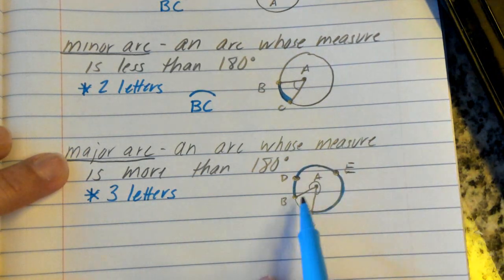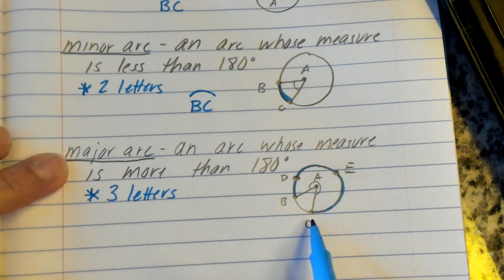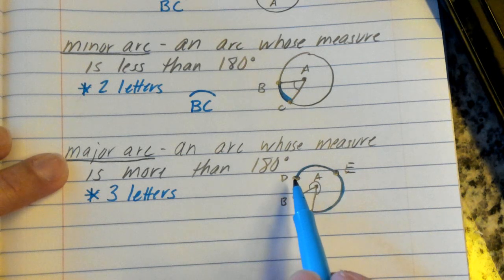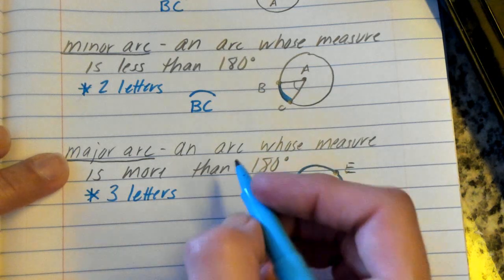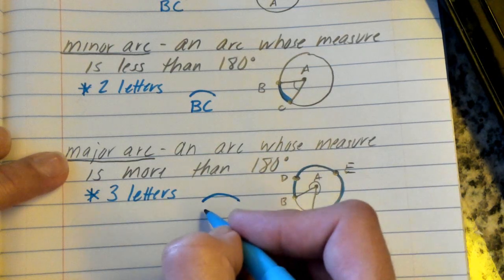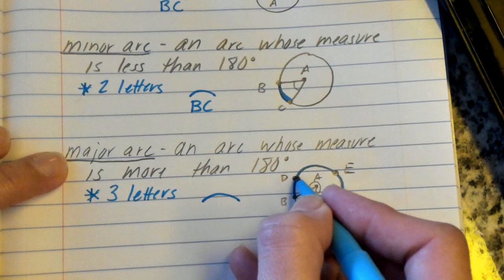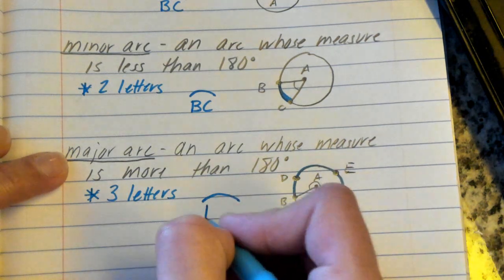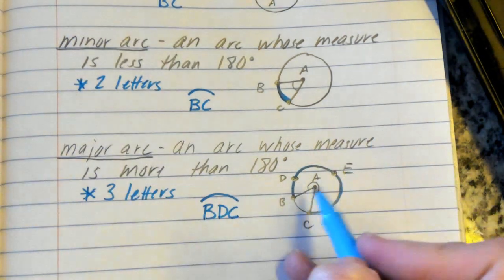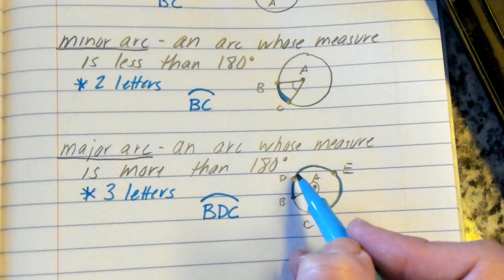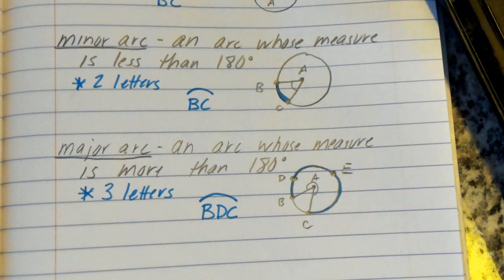When you name it, you need to use B and C on the outside, just like an angle. But it doesn't matter whether you use point D or point E in the middle. So we can name this arc BDC. But if you choose, you can also use point E instead of point D. Okay?